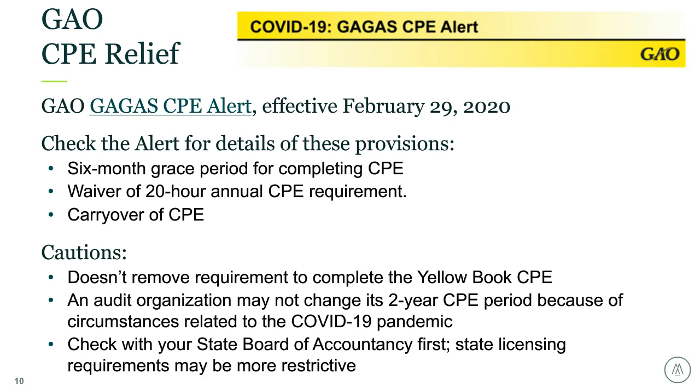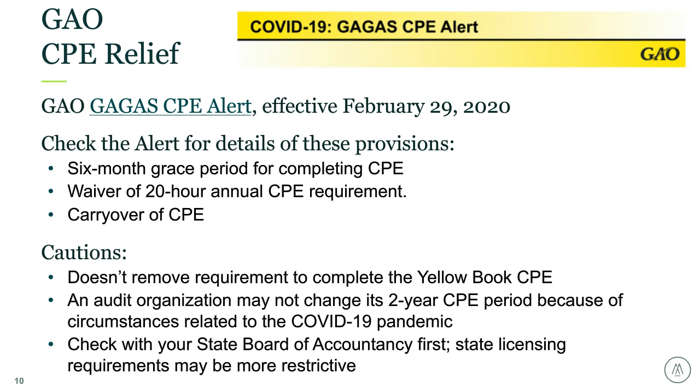So again, we're mentioning it here just in case any of you are in an audit organization and need to comply with the CPE requirements under Yellow Book. The GAO has granted some relief by allowing a grace period for the CPE requirements and waiving the requirements for the minimum 20 hours of CPE required to be obtained annually. And then there's also an allowance to carry over CPE from one period to the next.